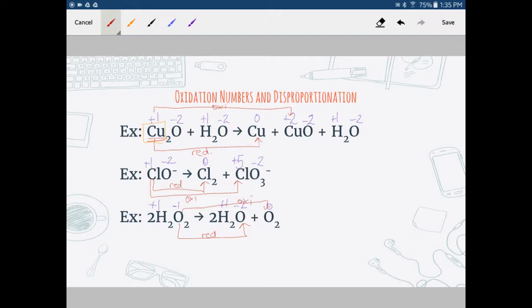So that is essentially what disproportionation is: you have only one entity changing in your reaction, and that entity is both oxidized and reduced. Now you may see these examples come up either in my practice questions or on the diploma, so be very familiar with the concept of disproportionation.